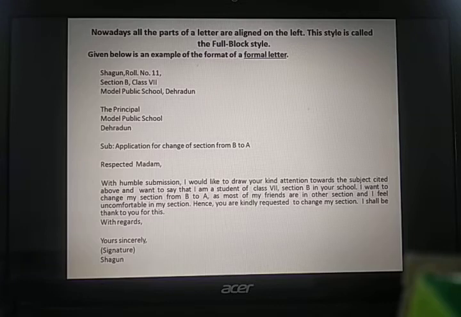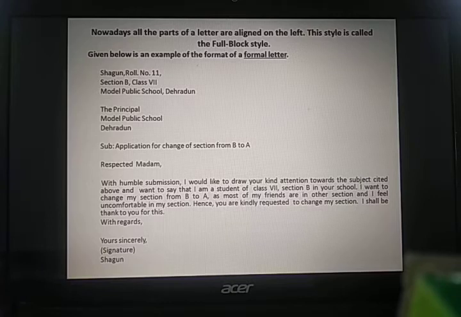Then salutation in the form of respected madam. Then the main body of the letter. With humble submission, I would like to draw your kind attention towards the subject cited above and want to say that I am a student of class 7th section B in your school. I want to change my section from B to A as most of my friends are in the other section and I feel uncomfortable in my section. Hence you are kindly requested to change my section. I will be thankful. Full stop has not been written here. I will be thankful to you for this.